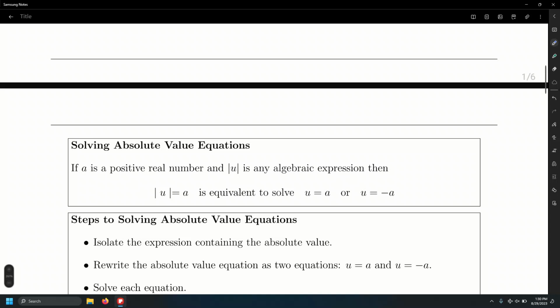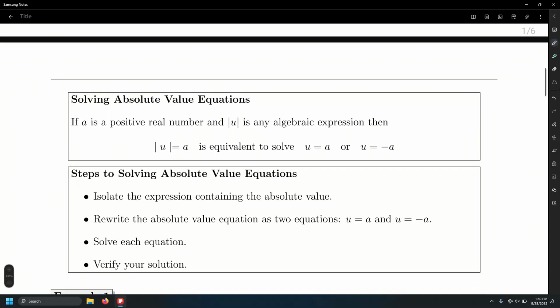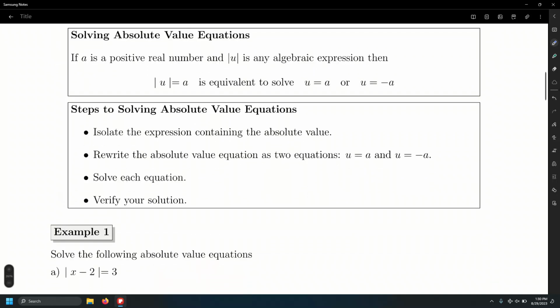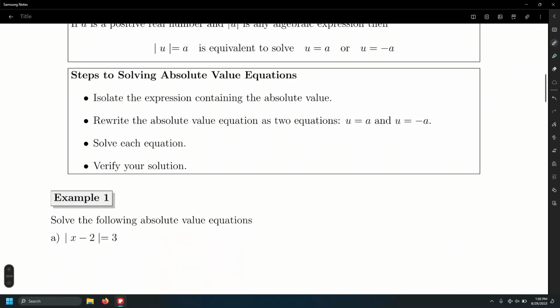This is what we do. We rewrite the absolute value equation as two equations. That's the most important part. We solve the individual equations, and then sometimes we are required to verify the solution, not all the time.